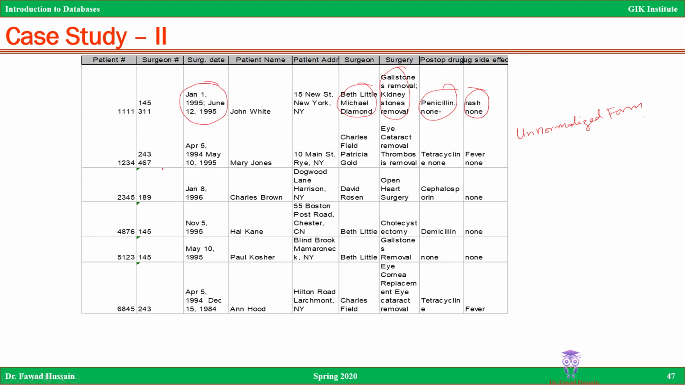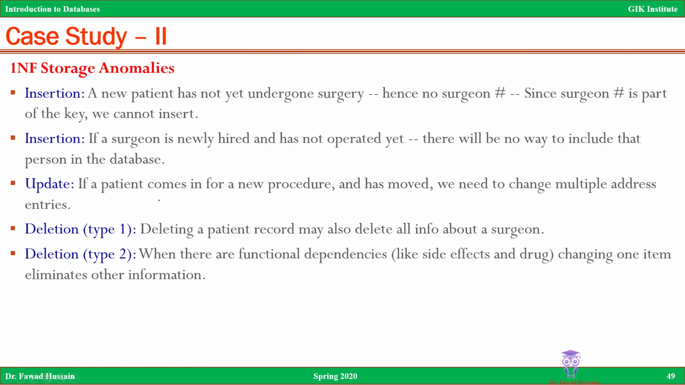For deletion, there are two types of anomalies. The first one is that deleting a patient record may also delete information about the surgeon. And the second thing is that when there are functional dependencies such as a side effect and drug, changing one item eliminates the other information. So we'll discuss the side effect of the drug later, because that's another functional dependency.